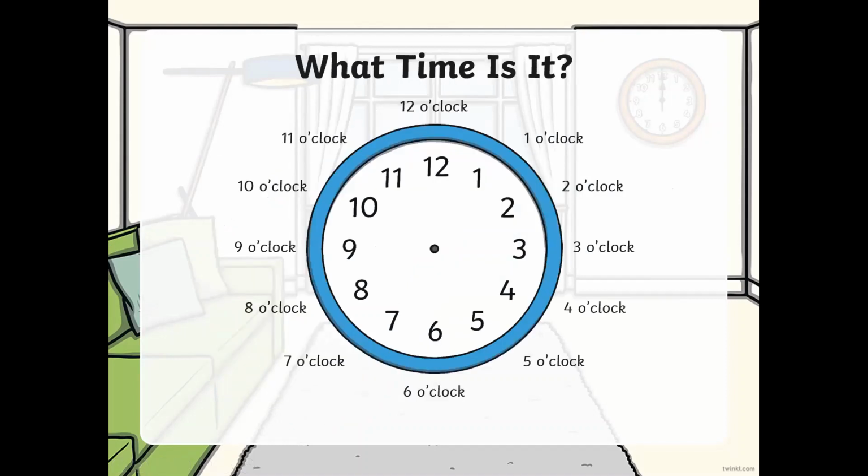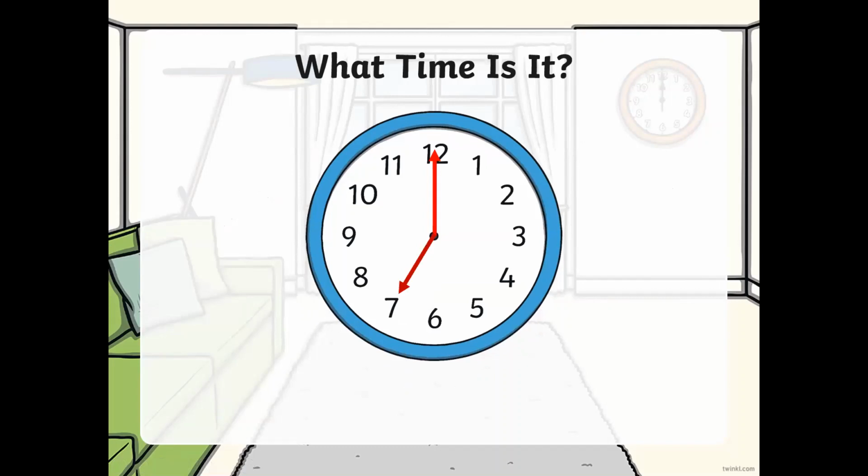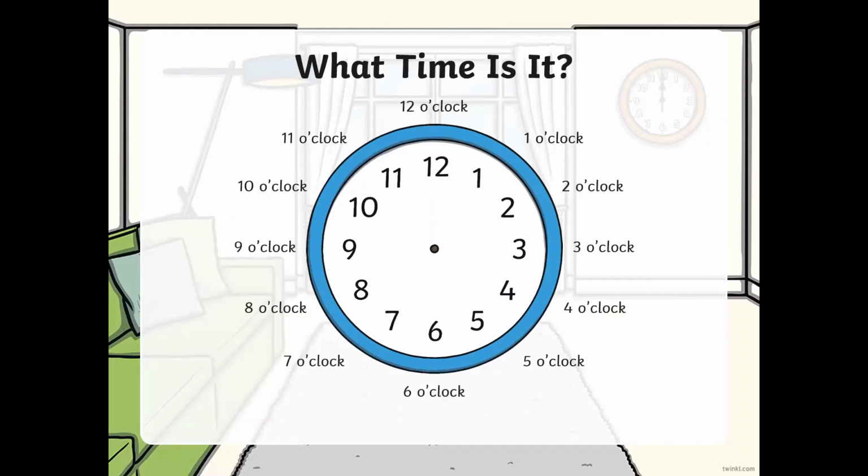What time is it? What time is it? Look here. We have number 1, 1 o'clock, 2 o'clock, 3 o'clock, 4 o'clock, 5 o'clock, 6 o'clock, 7 o'clock, 8 o'clock, 9 o'clock, 10 o'clock, 11 o'clock, and 12 o'clock. In the day, we may say midday. At night, we may say midnight, okay?